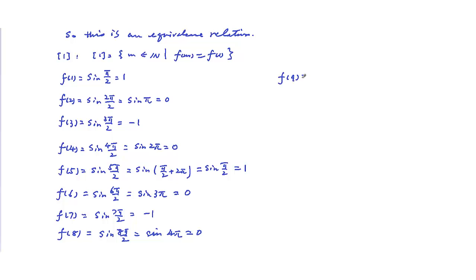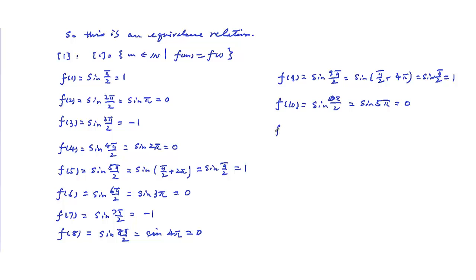And let's look at f of 9. Sine 9 pi over 2, and this can be written as sine of pi over 2 plus 4 pi, and then by the periodicity, you reduce to sine pi over 2, you get 1. And then f of 10, that will be sine 10 pi over 2. 10 cancels with 2, you get 5 pi, and sine 5 pi is 0.